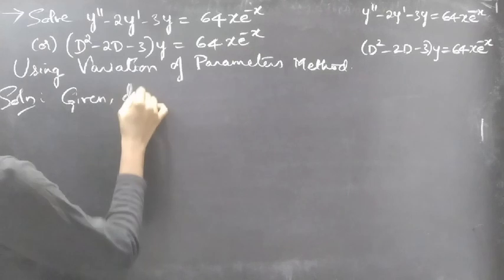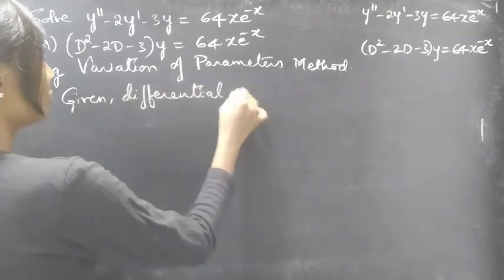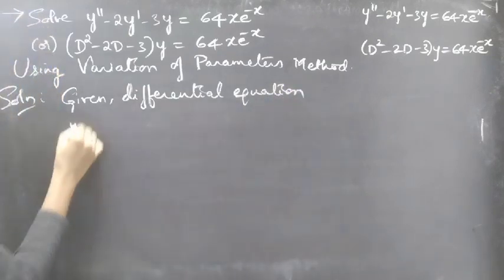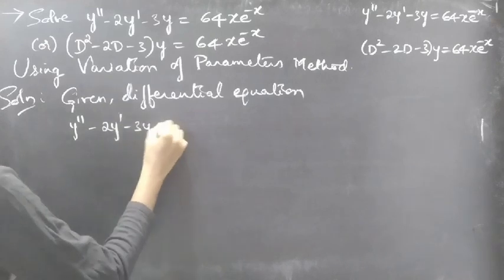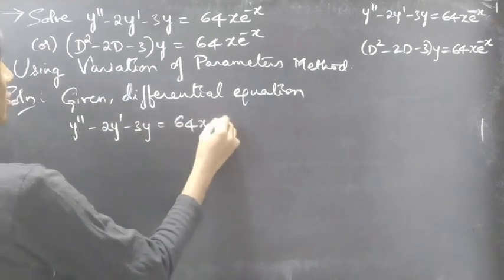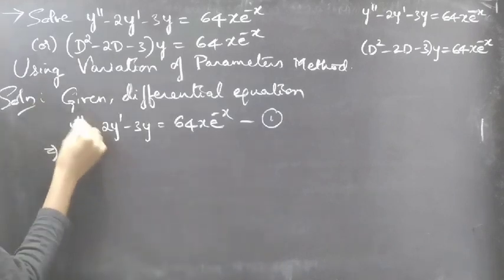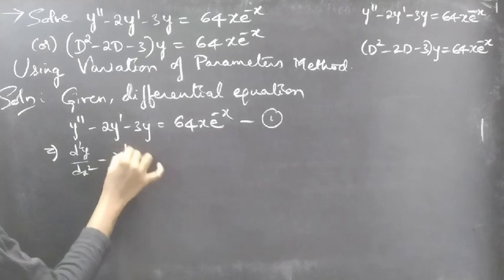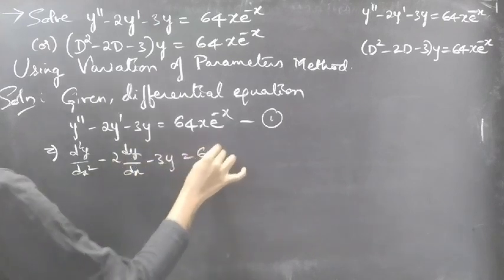Given differential equation, y double dash minus 2y dash minus 3y equal to 64x e power minus x. Consider it as equation 1. We can write y double dash as d square y by dx square and y dash as dy by dx, right?